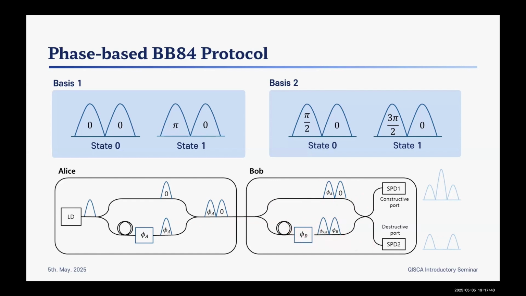Since these pulses have identical phases, they will interfere constructively at single photon detector 1, producing a high signal at the constructive port, while interference at single photon detector 2 results in a null signal at the destructive port. Therefore, Bob detects the photon at SPD1 and correctly identifies the bit as 0. It is important to note that the detection occurs based on the middle pulse, which represents the interference result.